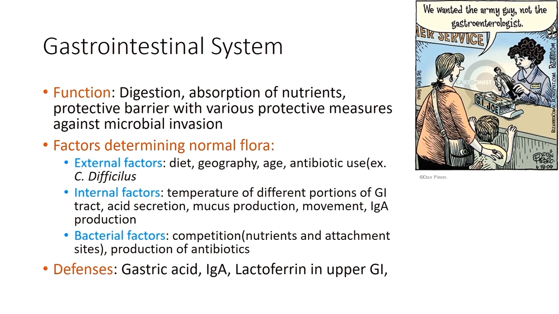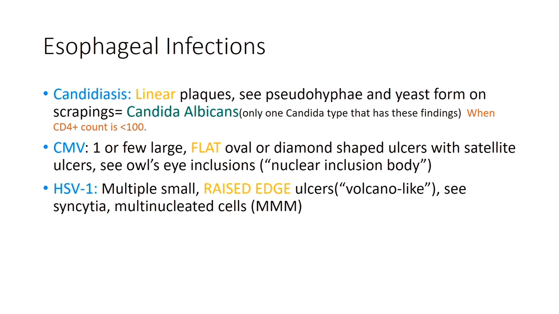We also have defense mechanisms such as our gastric acid, like I mentioned. We also have IgA and lactoferrin, which we have on most of our mucosal surfaces, including our respiratory tract, which I covered in the respiratory module. Those are all the aspects of our GI system that help organize and shape our own specific microbiome. So we're going to start obviously at the top.